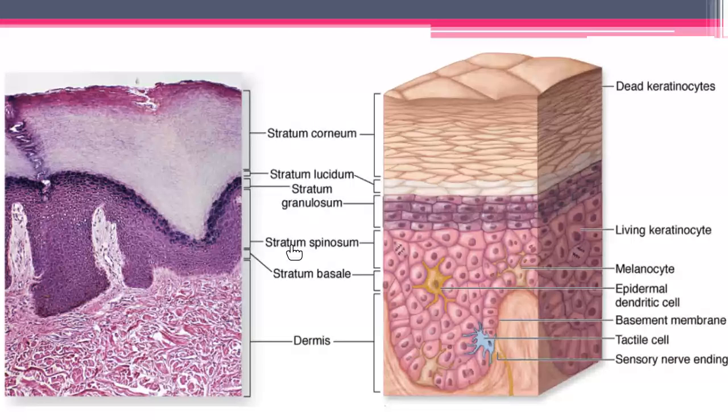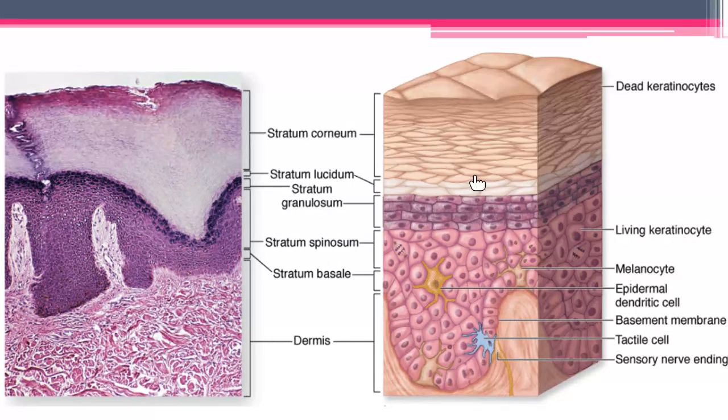See here, I have put both the H&E stain section and the pictorial presentation together to make you understand the different layers of the skin. See where I am showing you the pointer in the H&E stain section. From the basement membrane up to the top is the epidermis. From the basement membrane down is the dermis. Now let us see the different layers of the epidermis.